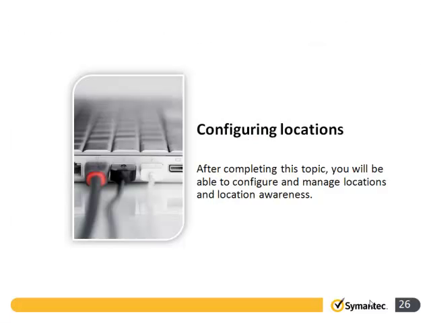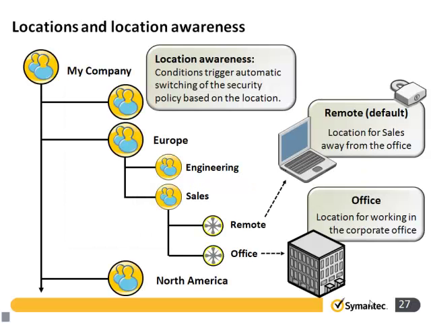Let's have a look at locations now. Here we can see our group structure again, and we've now added underneath our Europe sales group 2 locations, a remote and an office location. This is very typical for laptop users because they tend to be far more mobile than any other types. So this laptop user could be working in the Europe sales offices where they're physically located in an office, maybe connected by an Ethernet, maybe connecting with the SEPM manager frequently. And that criteria will then designate them to be in the sales office and apply that set of policies.